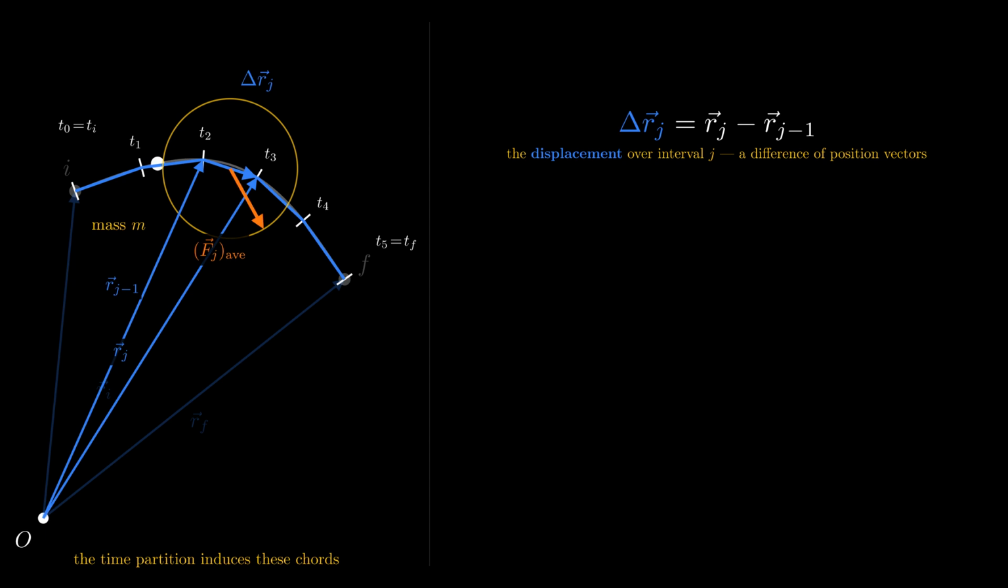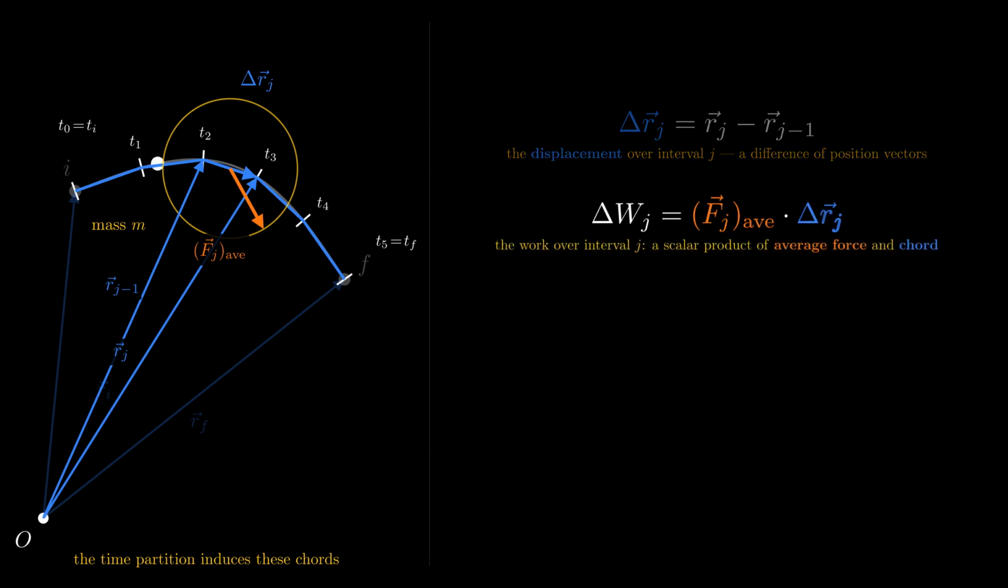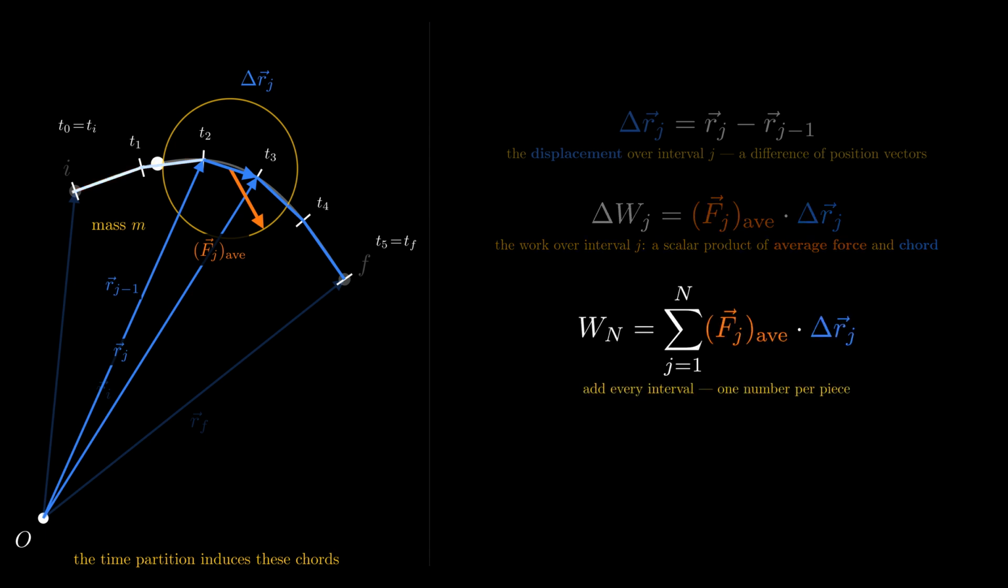The force may change during the interval, so use its average value there, F sub j average. The work done during interval j is their scalar product. Delta W sub j equals F sub j average dot delta r sub j. Now add every interval. The total after n pieces, W sub n, is the sum from j equals 1 to n of these scalar contributions, one number per piece, summed into one number for the whole path.